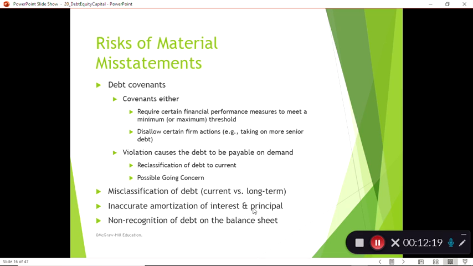Also, misclassification of debt can happen in general in terms of not putting the correct portion in current versus long term. This is a fairly easy thing to test for, though, once you know the structure of the debt contracts. You can have an inaccurate amortization of interest and principal. Again, you can have software that tests that relatively easily to see if we have an issue with amortization. And you can just have a general non-recognition of debt on the balance sheet.